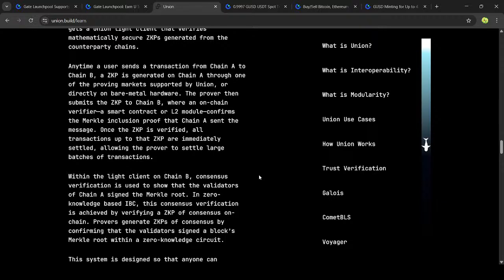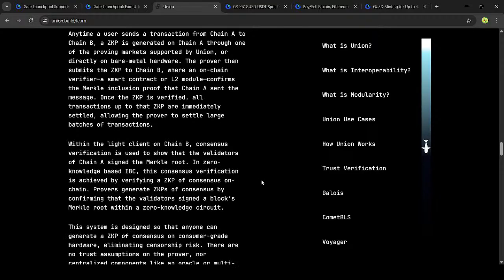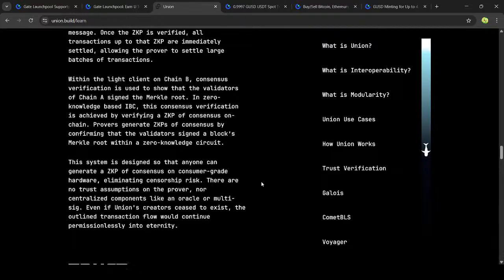So within the light client on chain B, the consensus verification is used to show that the validators of the chain signed the Merkle root. In zero-knowledge based IBC, this consensus verification is replaced by verifying a ZKP, which consumes the chain and prover proof, confirming that the validators signed the blocks and the Merkle root, with zero-knowledge security.